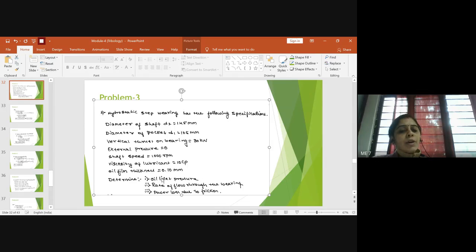Sometimes they don't ask for the oil inlet pressure, which is nothing but the supply pressure. They'll directly ask for the rate of flow. To determine the rate of flow, obviously you need to know the value of P naught. So whether they ask or not, by default you need to determine the value of P naught to know the rate of flow. So you have to understand that. Once that is done, you first have to determine the value of P naught.